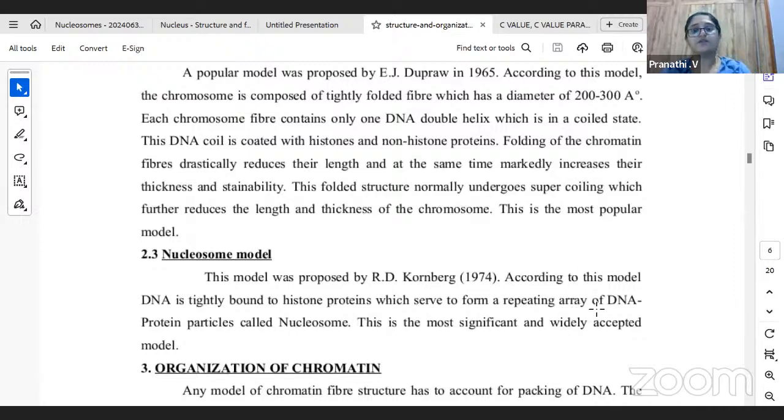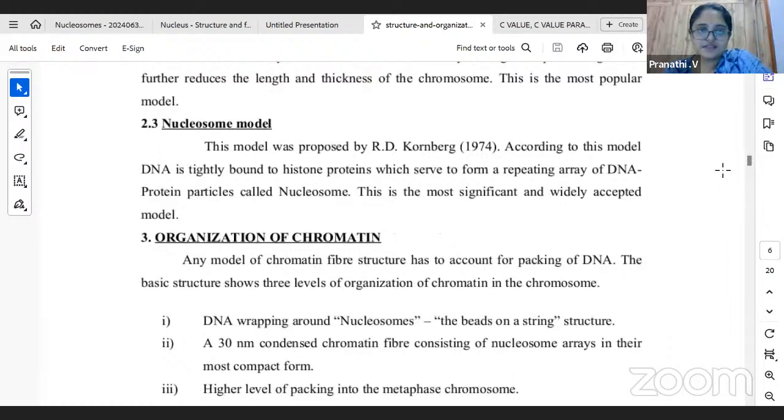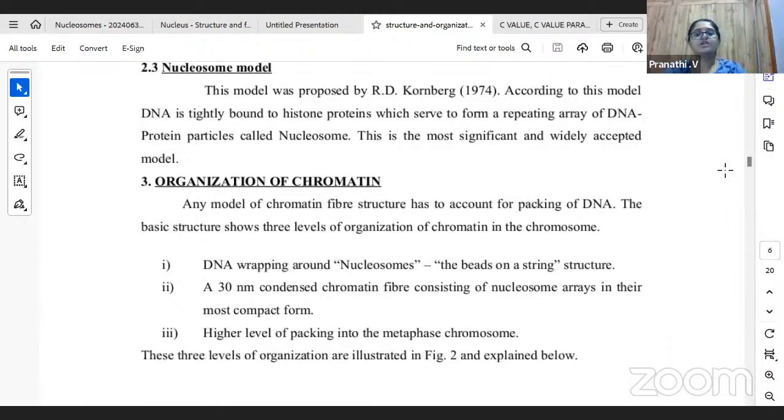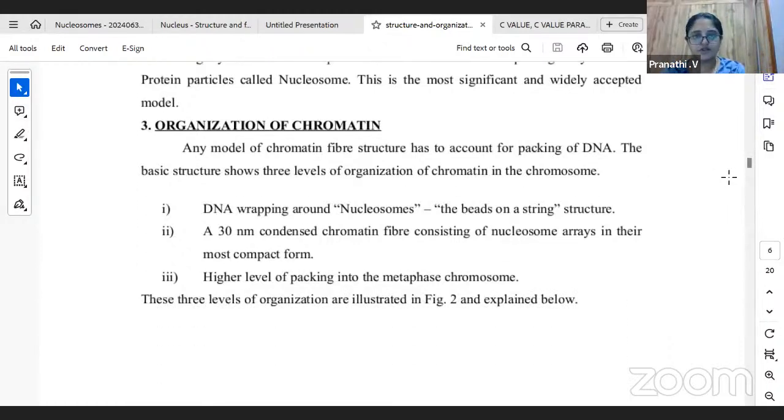In 1974, Kornberg proposed the nucleosome model. According to this model, the DNA is tightly bound by histone proteins in a repeating manner, and this DNA-protein unit is called the nucleosome. This is by far the most widely accepted model. Let us see how this organization of the chromatin is packaged around the DNA. It's like a bead-on-a-string structure.